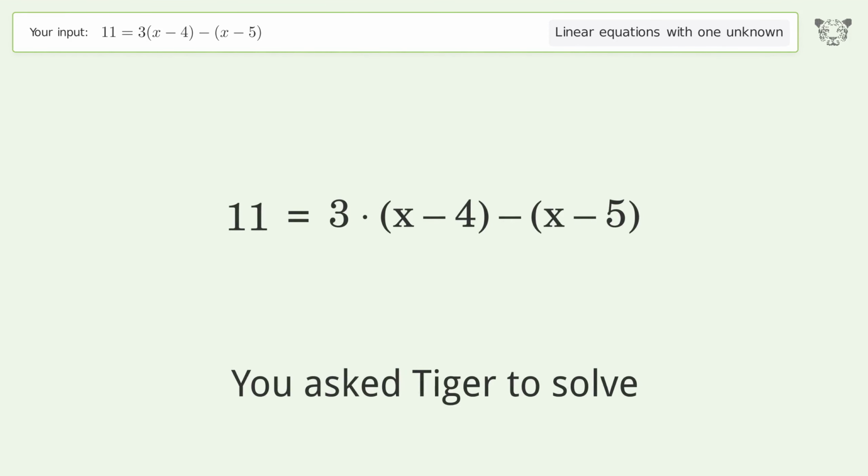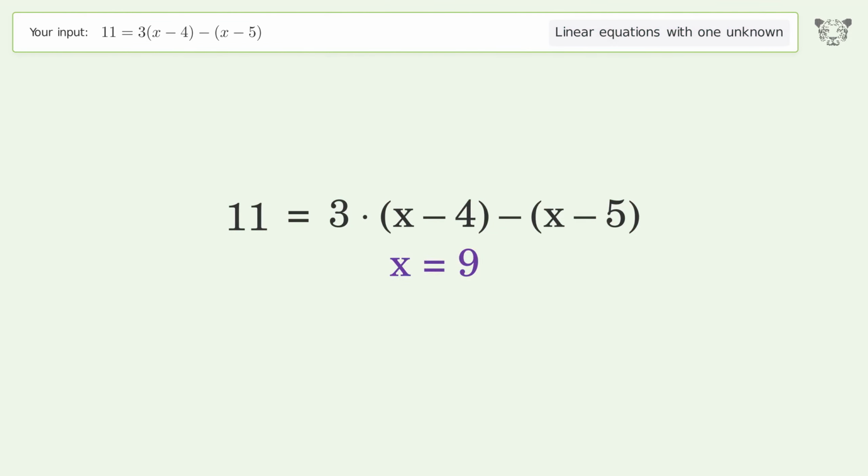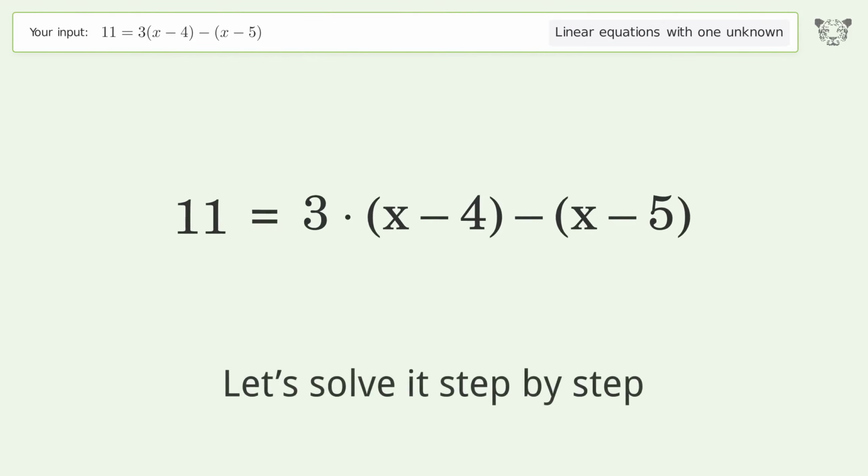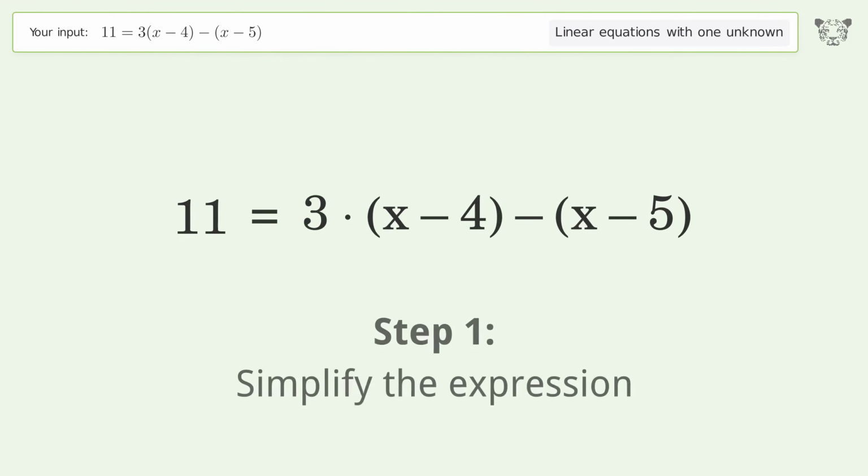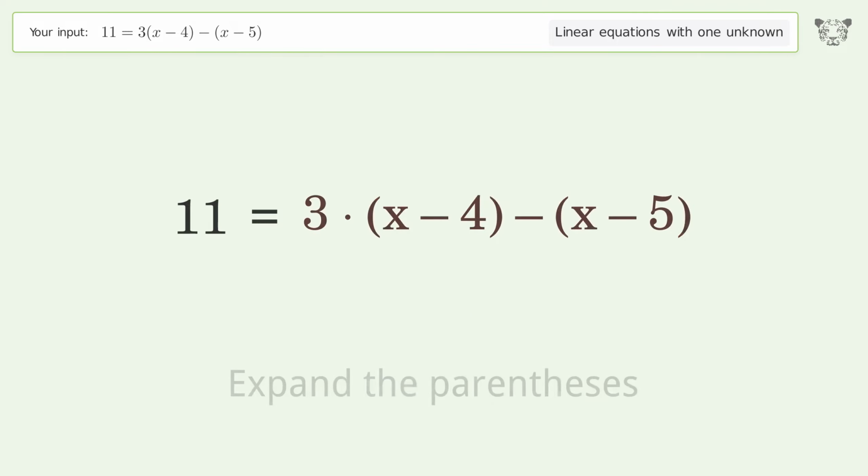You ask Tiger to solve this. This deals with linear equations with one unknown. The final result is x equals 9. Let's solve it step by step. Simplify the expression. Expand the parentheses.